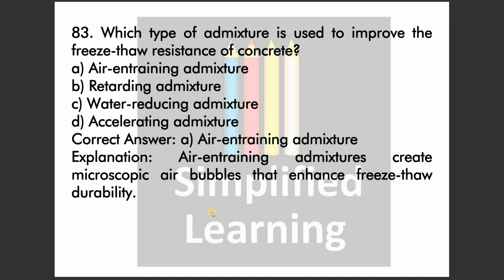Which type of admixture is used to improve the freeze-thaw resistance of concrete? Okay, air-entraining admixtures. It creates microscopic air bubbles that enhance the freeze-thaw durability. Means in cold countries, in cold climates, we are going to introduce the air-entraining admixture in the concrete mix.